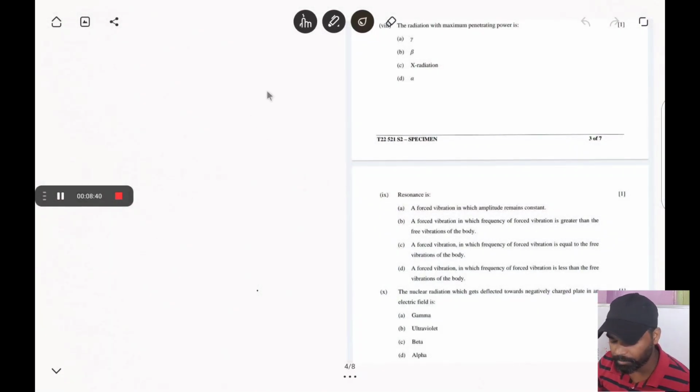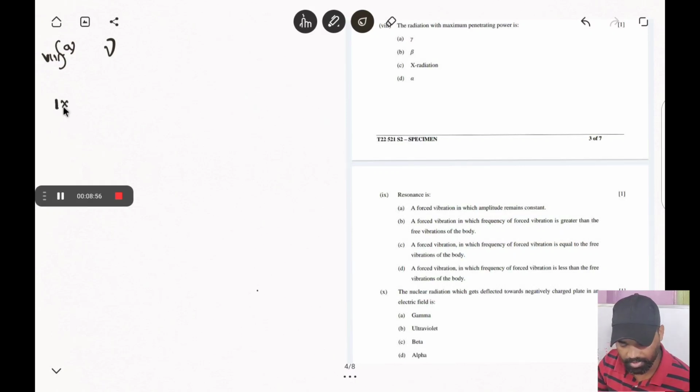The radiation which has maximum penetrating power. It's gamma rays, of course. You can recall only, okay? So number 8, my answer will be gamma rays.